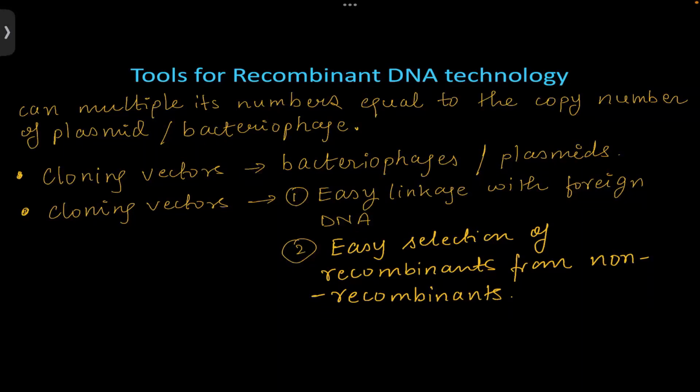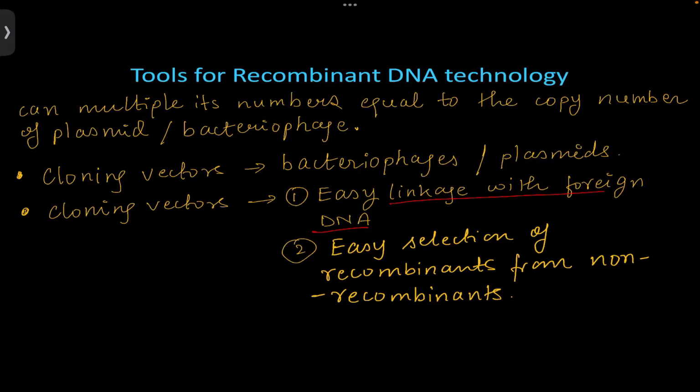Now, cloning vectors: what are the properties of cloning vectors? First, they should allow easy linkage of your foreign piece of DNA. You do not have to worry too much about linking. It should be pretty straightforward.